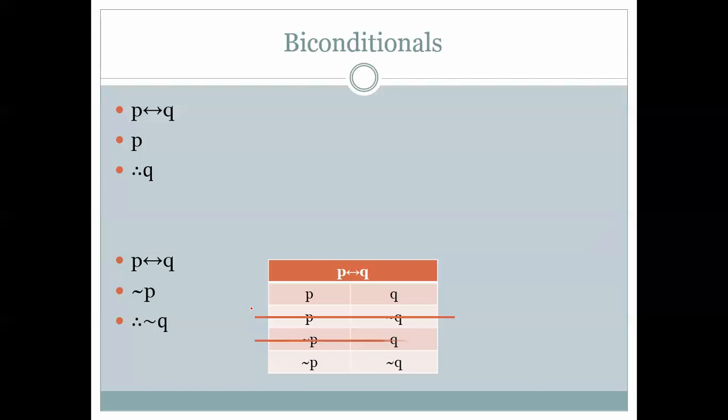So again, these are the two options. P if and only if Q. P is true. Well, my only option, because this is not an option anymore, is that Q is true, and of course the reverse works too. Q is true, therefore P is true. And then down here, same thing. P if and only if Q, not P. My only option for not P, since this one's been crossed out, is not Q. So those are two ways of getting something out of biconditionals.